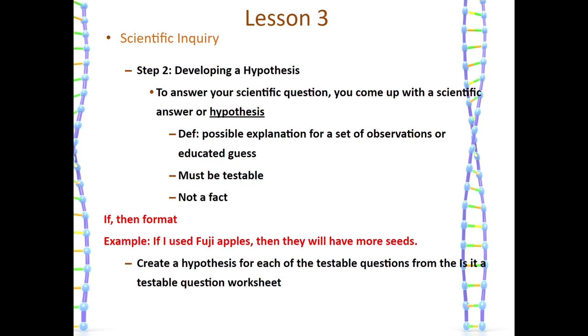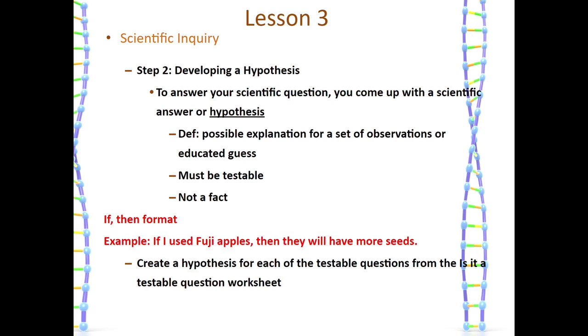But there are actually 3 more ways that you could write this particular hypothesis. I could say, if I use Fuji apples, then they will have less seeds. Or I can change the type of apple from the other one that's in the sentence. If I use Washington apples, then they will have more seeds. Or if I use Washington apples, they will have less seeds.